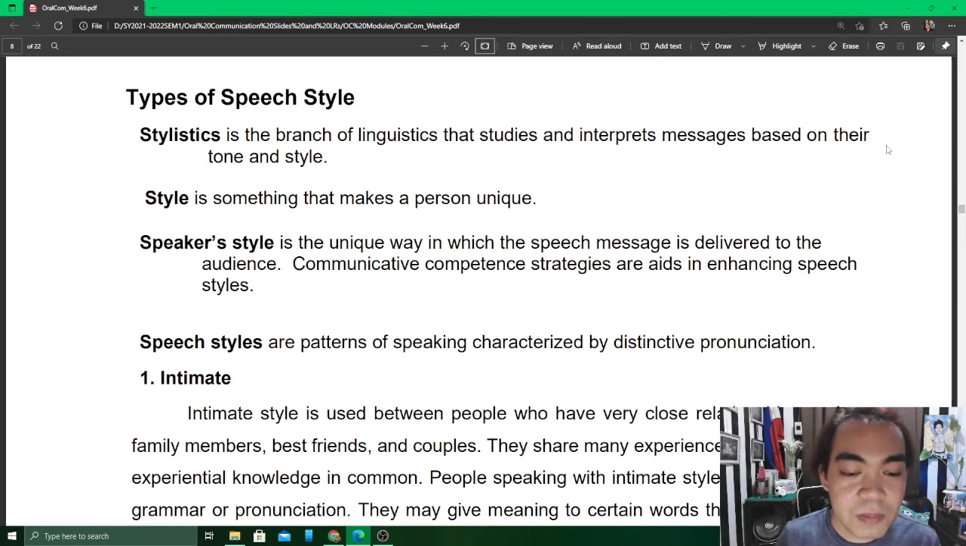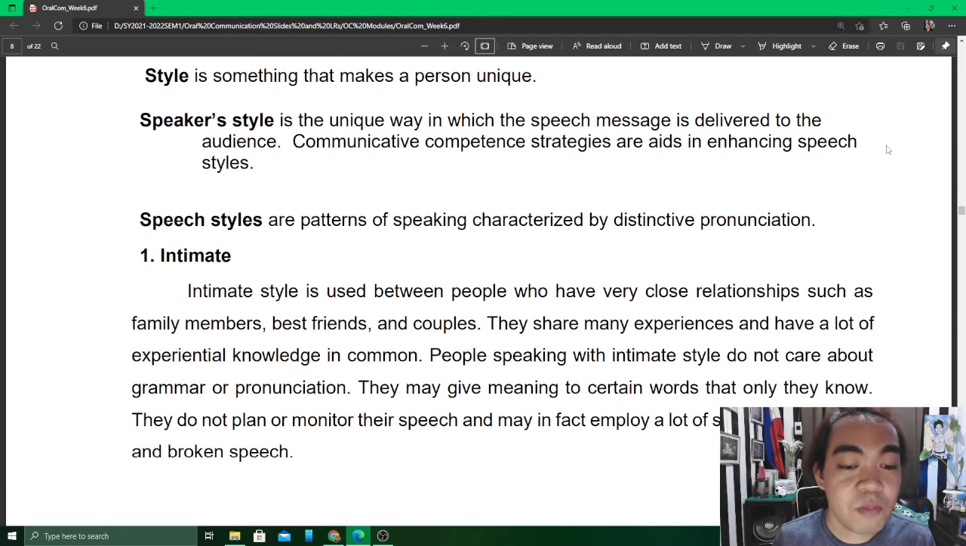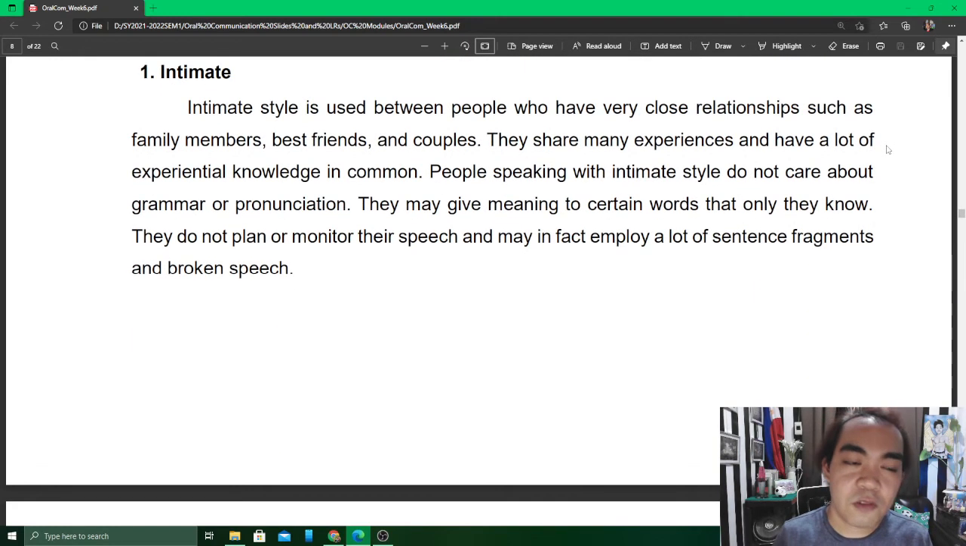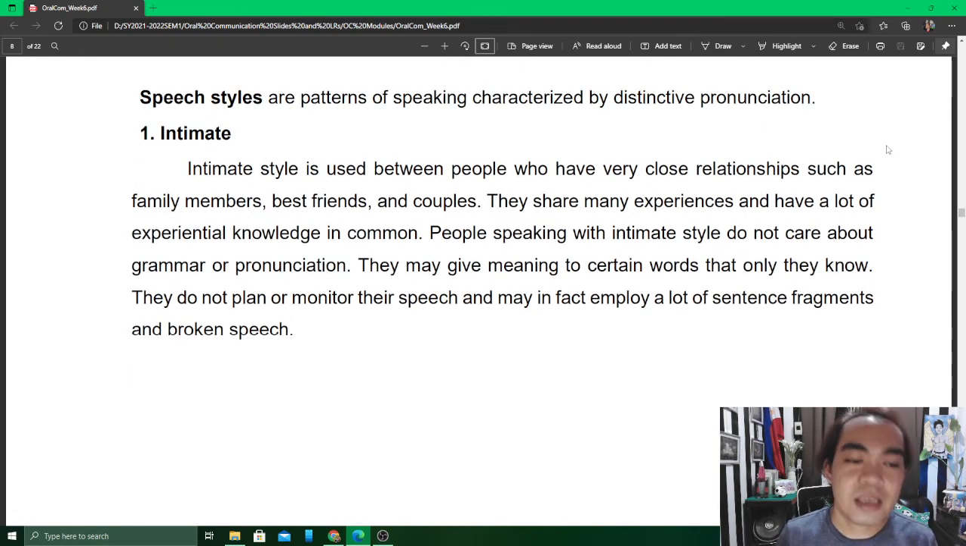So speech styles are patterns of speaking characterized by distinctive pronunciation. We have here the first type, which is intimate. Intimate is used between people who have very close relationships such as family members, best friends, and couples. They are, of course, from the same context. So they would understand, no? They will be able to understand communication between them easily. Pwede sila ganikahatag sa meaning to certain words that only they know.